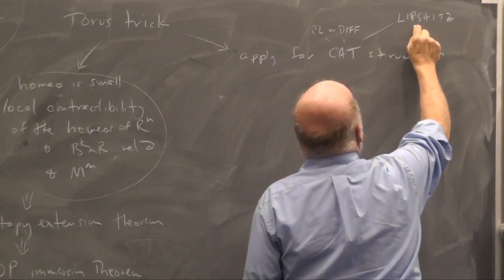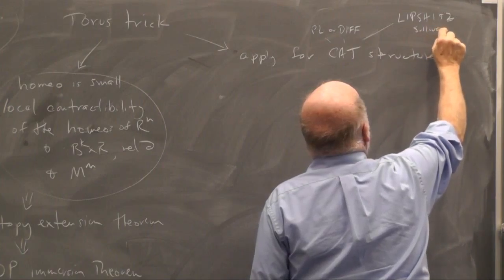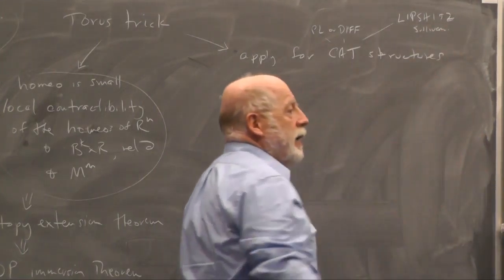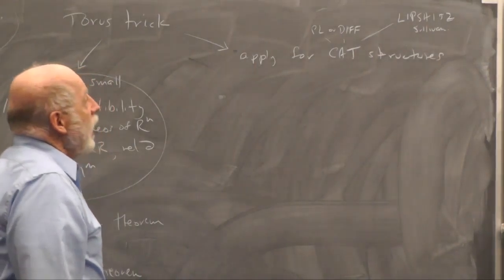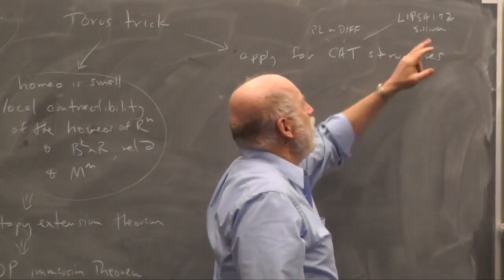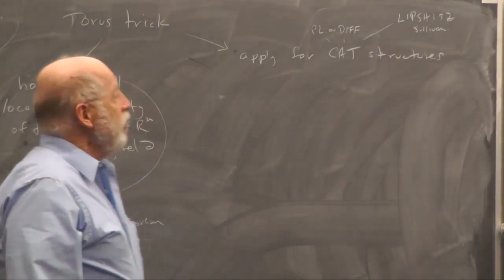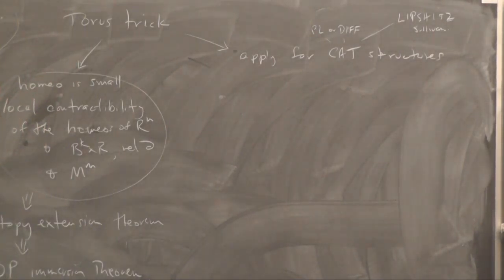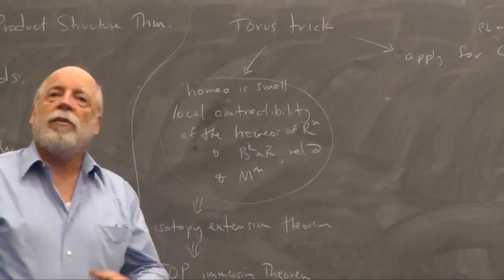And this was done by Sullivan. So the same ideas can be used there. I'll just give one more word about it. What you have to do to make things work in the Lipschitz case is to replace the torus by another manifold. Well, what other manifolds?